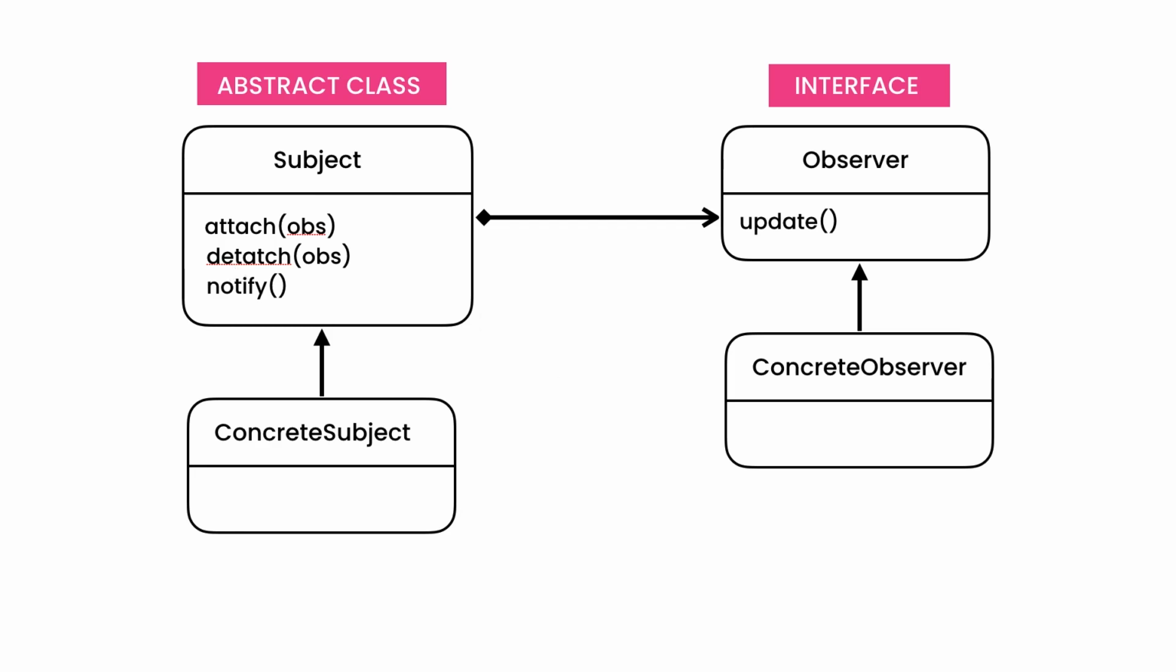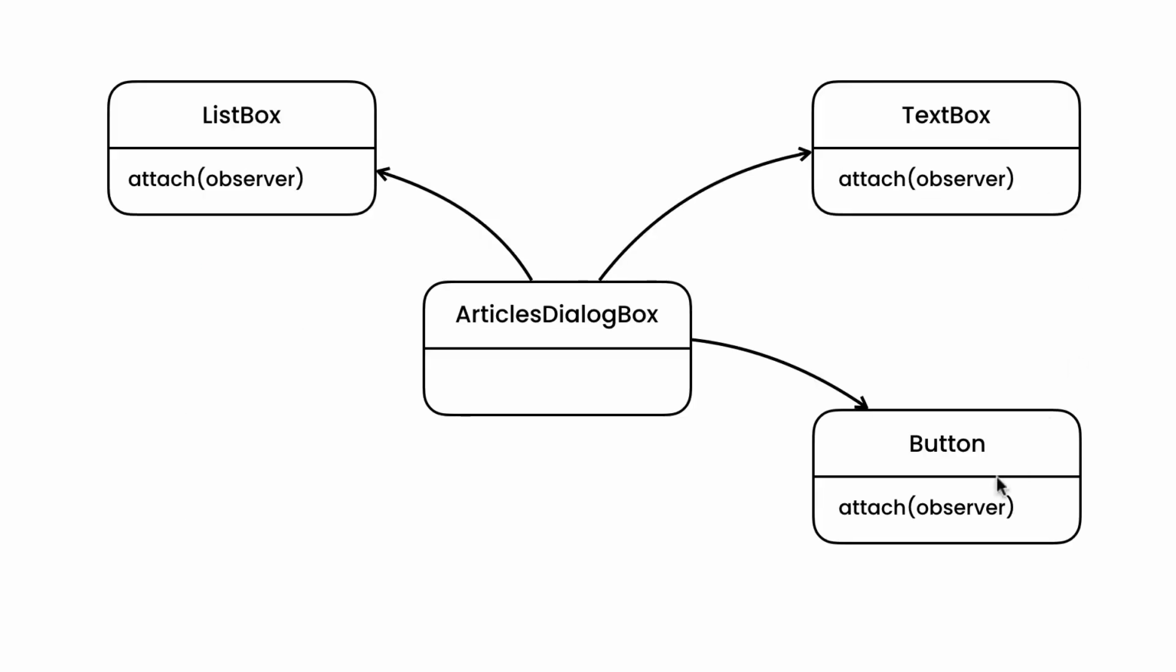Now, we can use this pattern to implement the mediator pattern. So we can have each UI control play the role of a subject and our dialog box play the role of an observer. So our dialog box is observing the changes in the state of these objects. Whenever the state of a list box or a text box changes, our dialog box gets notified.